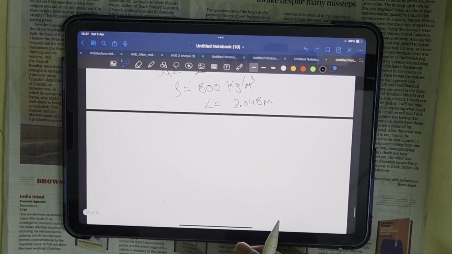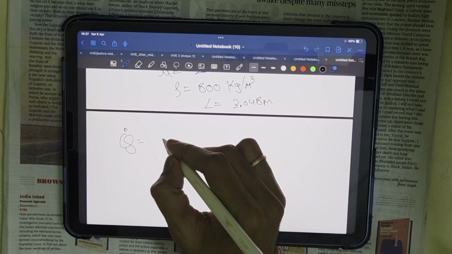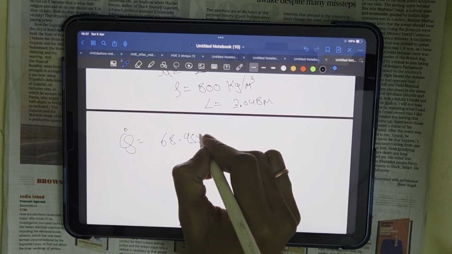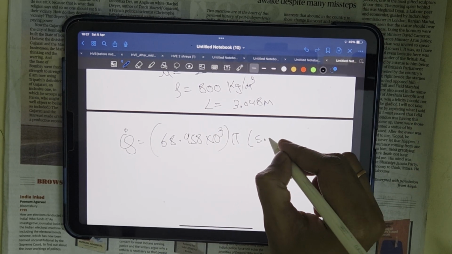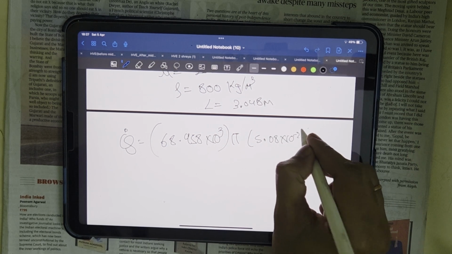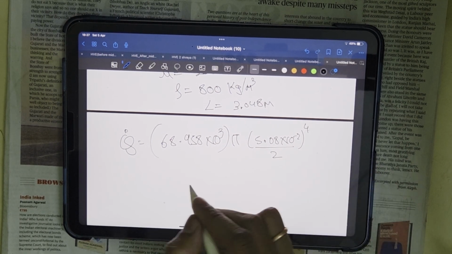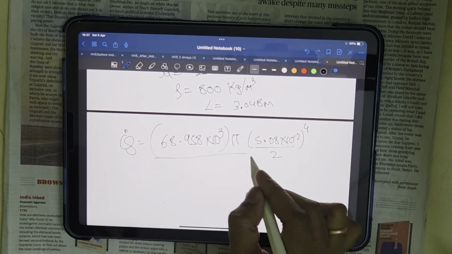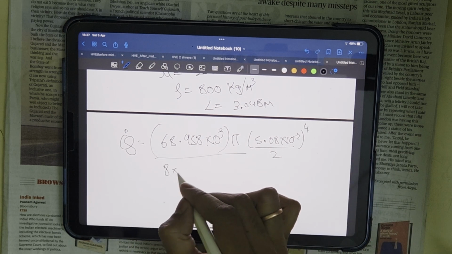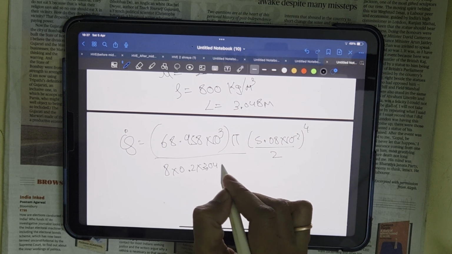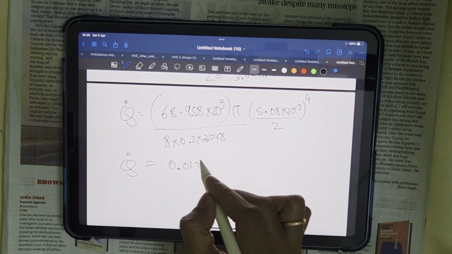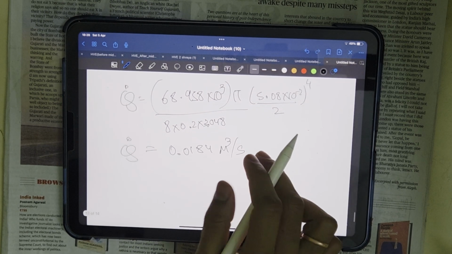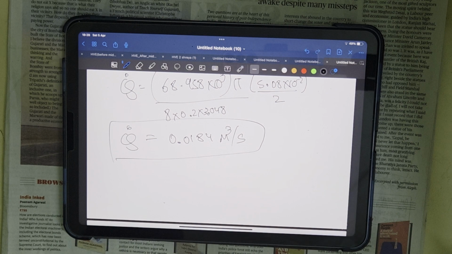After substituting the values, we get volumetric flow rate as 68.958 into 10 to the power 3 into pi into R, that is 2.54 into 10 to the power minus 2, to the power 4, upon 8 into 0.2 into 3.048. After calculating, we get volumetric flow rate as 0.0184 meter cube per second. This is the volumetric flow rate for the given problem.